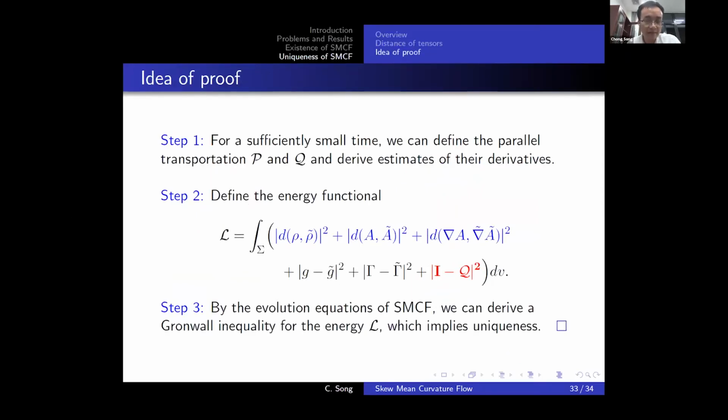So finally, I find an energy functional to describe the distance of two submanifolds, which is given by a very complex integration. It involves the distance of the Gauss map, the intrinsic distance of the second fundamental form, and also the derivative of the second fundamental form, and also other lower order terms. So once you find this energy functional, then you derive the evolution equation of this functional, and we will get uniqueness.